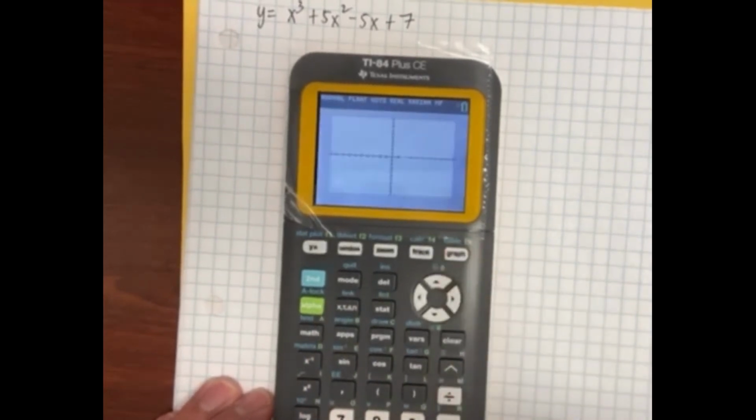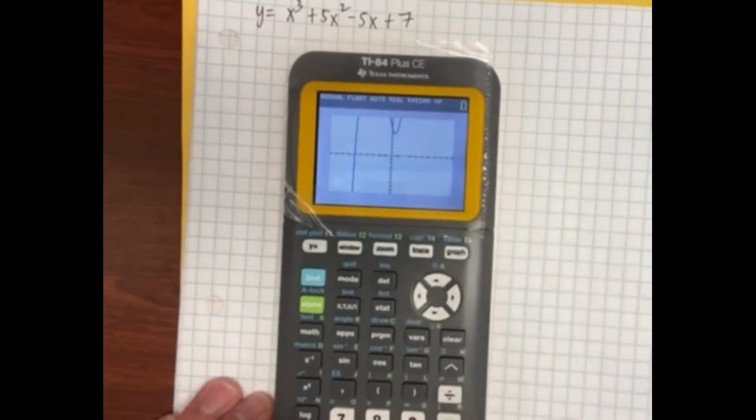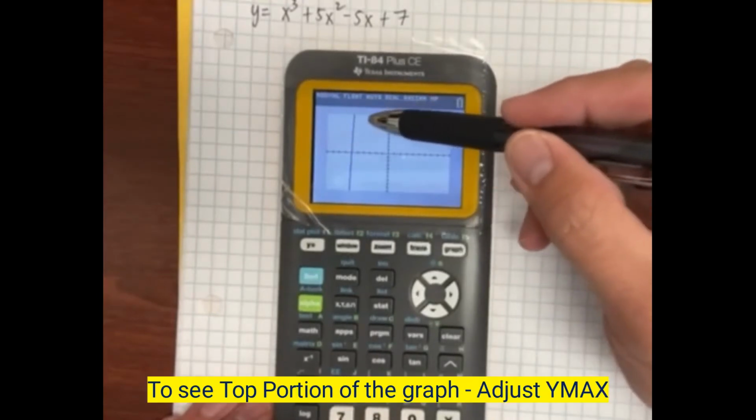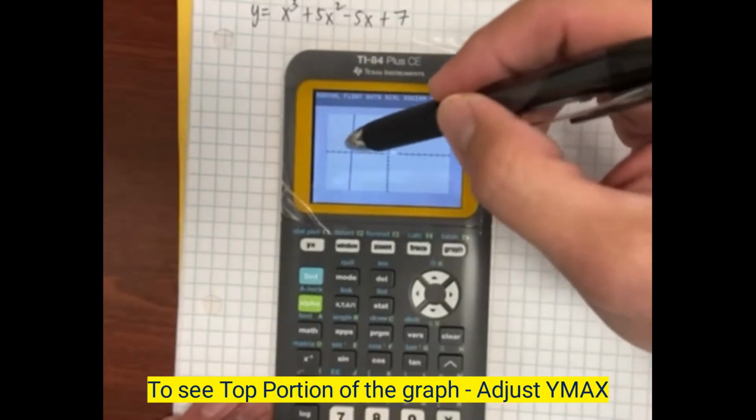Okay, I'm going to graph it. And when I graph it, you don't see the entire graph as of now. What you need to do is, I need to see the top portion of my graph because it's kind of cut off here. I expect that there should be more up here.